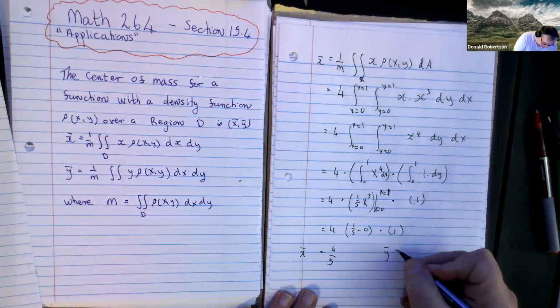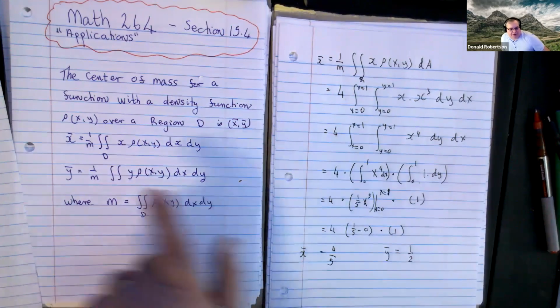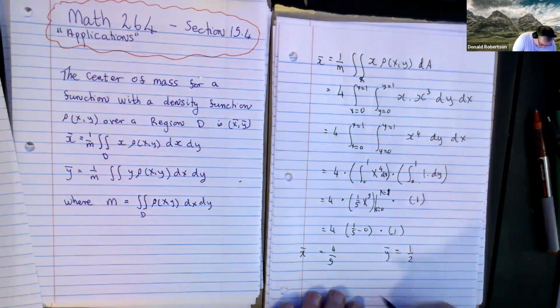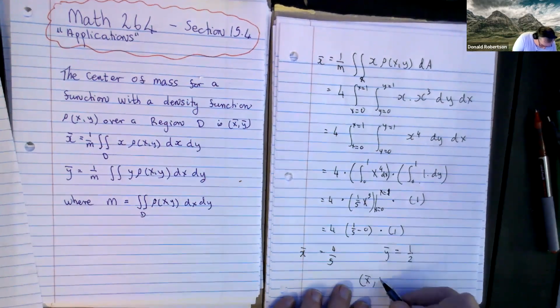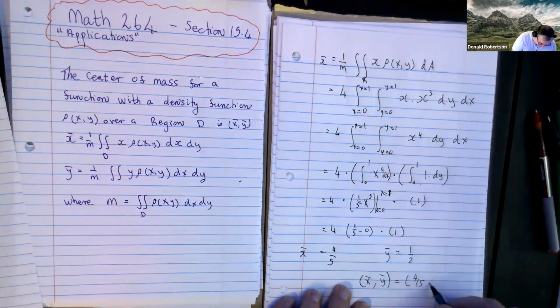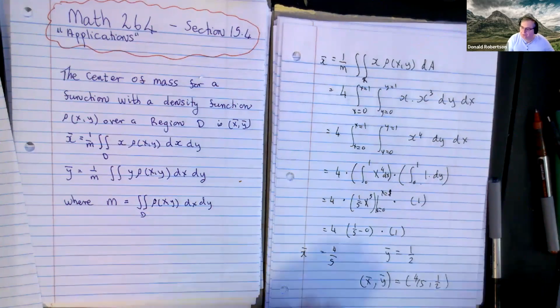For completeness' sake, will you just trust me that the answer is a half? But if you don't trust me, do that calculation and you'll find out it's a half, okay? And so the center of mass of this shape is 4/5, 1/2. And good, I've just checked, it's the right answer.